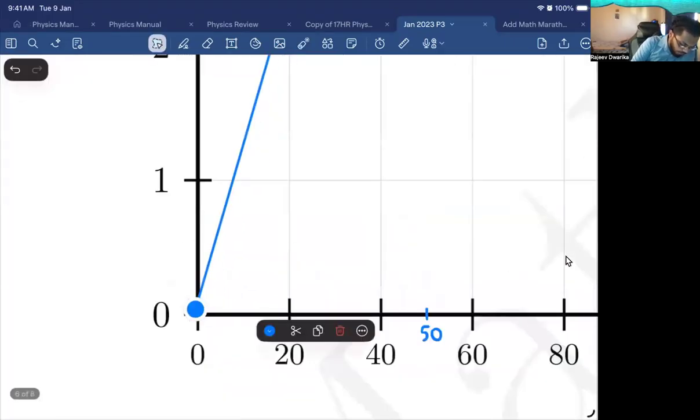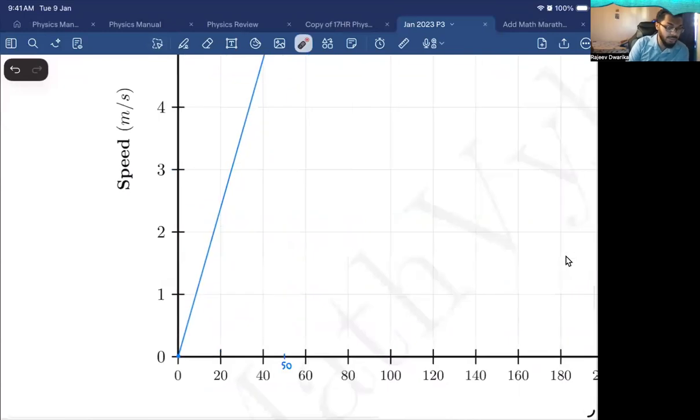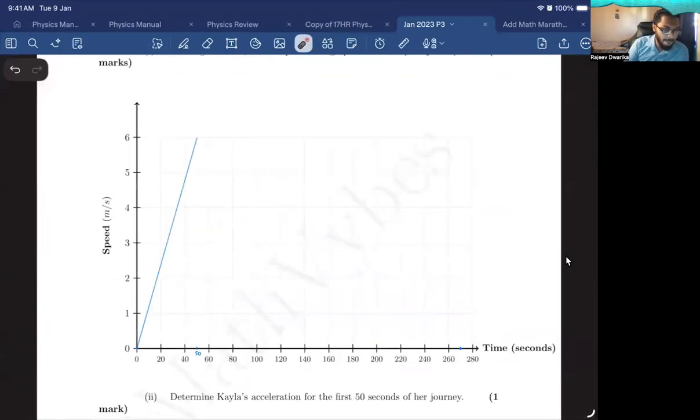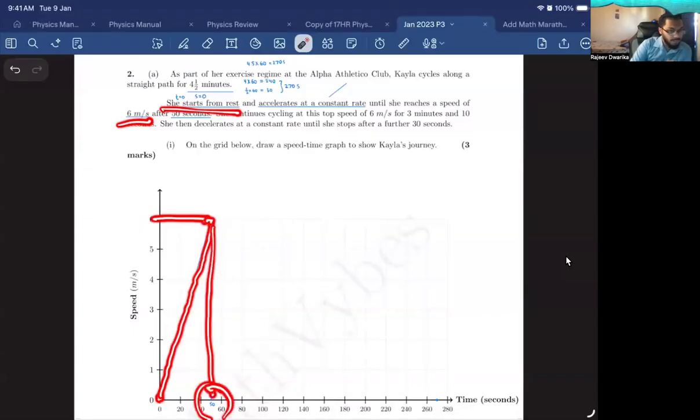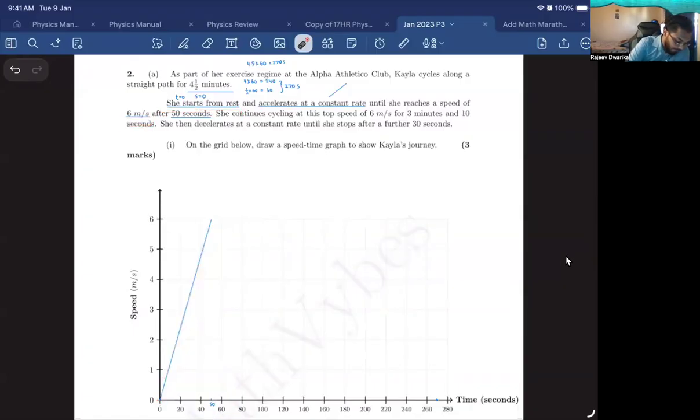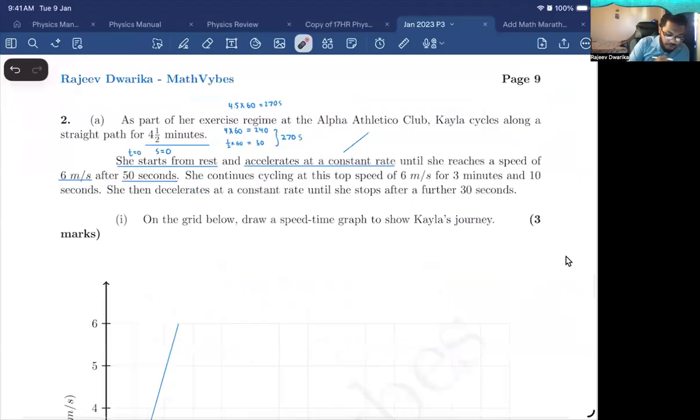Who's saying that they don't understand? If you don't understand, that's fine. I can go over it again. Just tell me. Essentially, she starts from rest at 0, and then she accelerates. She's increasing her speed, increasing her speed, increasing her speed until she reaches 6 meters per second. And how long did this take her? Well, it took her 50 seconds. So I hope you understand that. All right, and Nikolai, after she reached that top speed, what did she do?